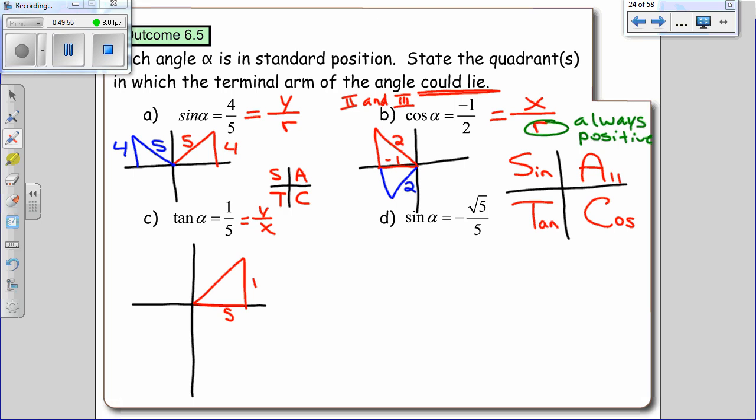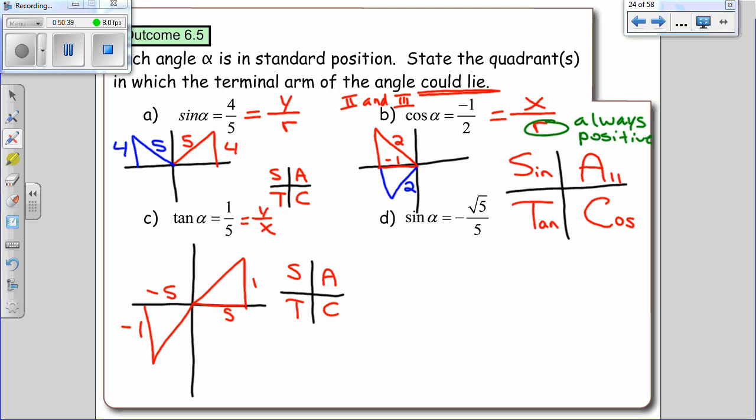That's probably the one people do the worst on, because they have a hard time realizing two negatives would cancel out to give me a positive ratio. Again, you could just follow the CAST rule. There's a difference between laws and rules. The CAST rule tells me where things can be positive. Tangent is allowed to be positive in T and A. That's why it's in quadrants 1 and 3. Tricky, right?